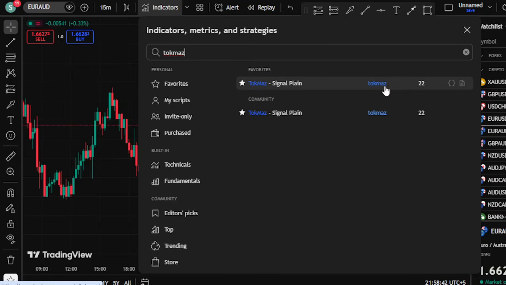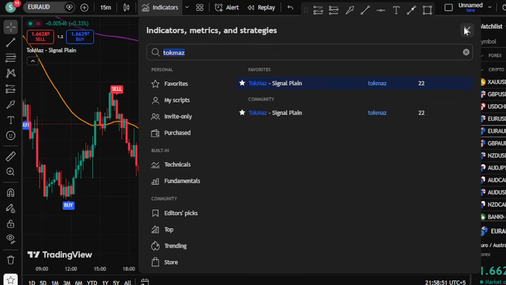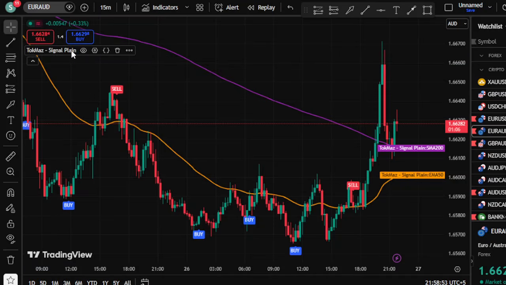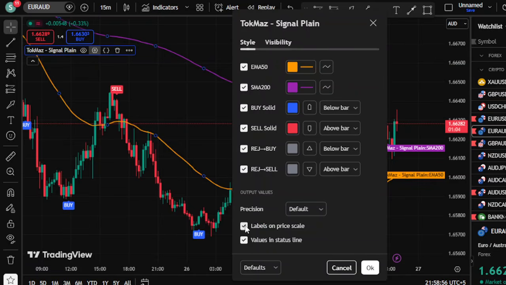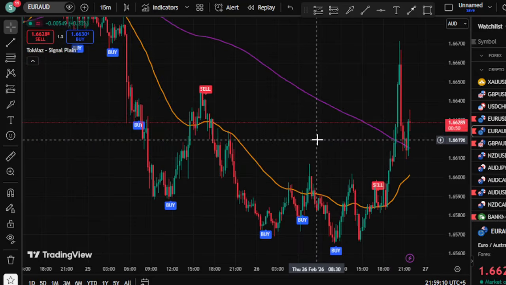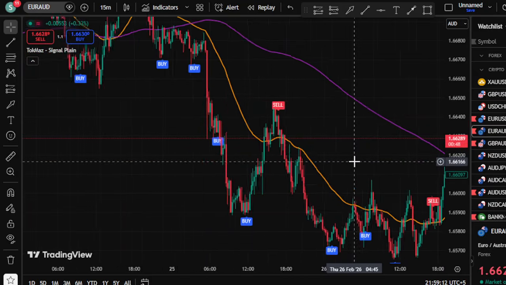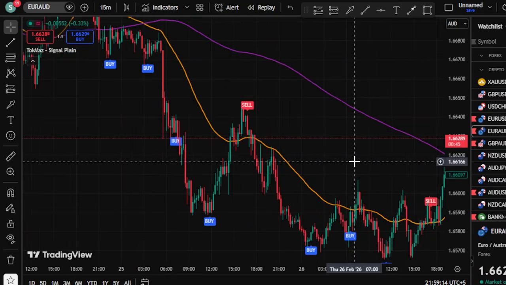You can see the name of the author is TOKMAZ, and not many traders know about it. It's completely hidden stuff that is available for free to use on TradingView. All you have to do is go into the settings and uncheck these labels. It also uses a combination of 50 EMA and 200 EMA, and then there are some buy and sell rejection signals. But we are not going to trade all these signals. I will explain how you can actually go with the trades.